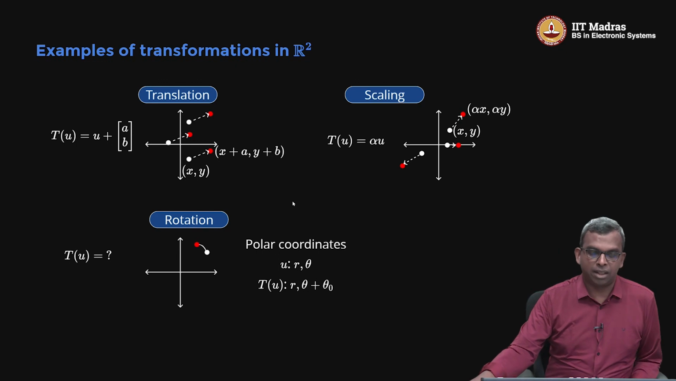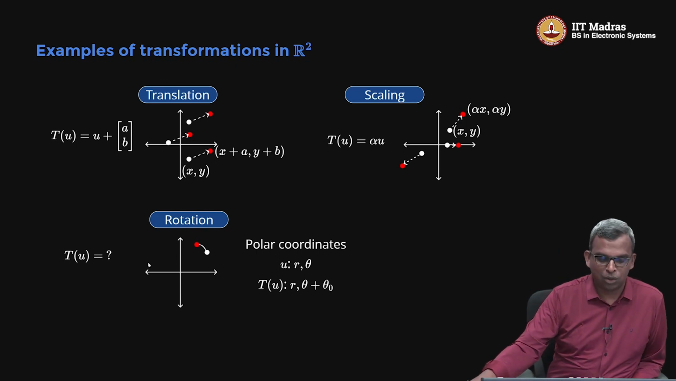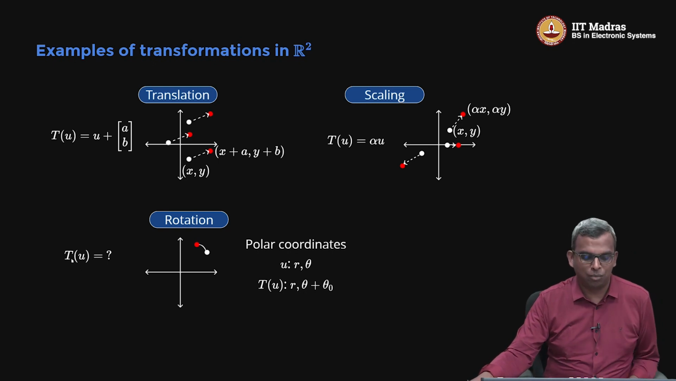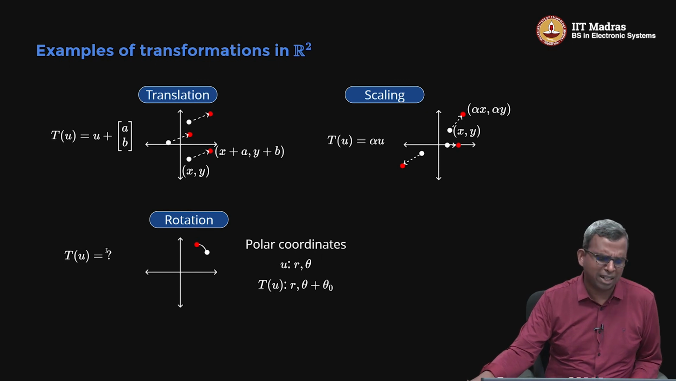Another very interesting transformation is something called rotation. So what happens in rotation? We don't yet know enough, so it's not immediate what T of u is. You can write it down, but I prefer to think of it in polar coordinates. In polar coordinates, this T of u is very easy to think about. Instead of writing u in x, y, if you write it in r, theta, rotation is very, very easy. Suppose u is in r, theta coordinates. What is T of u? r remains the same, theta becomes theta plus theta naught. So this is like an anti-clockwise rotation by theta naught.